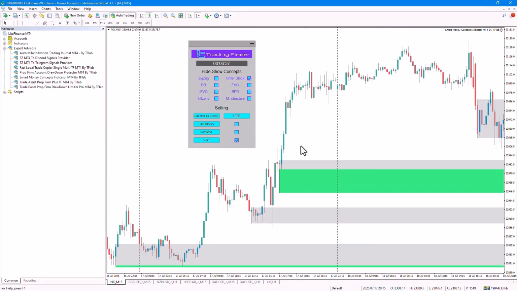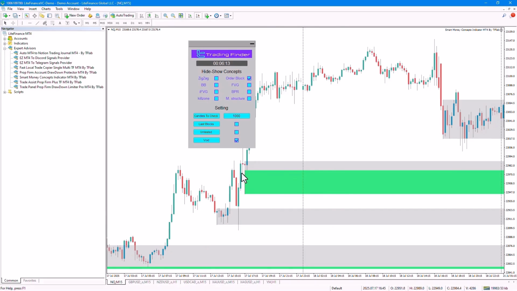Also, when the entire zone is consumed, the indicator displays the whole area in grey. We can see that as the candle moves downward, it has consumed the entire order block zone, collected its liquidity, and closed above this order block zone. Here, there's another example where we can see that part of the bullish order block zone has been consumed, while the rest of the zone still remains.